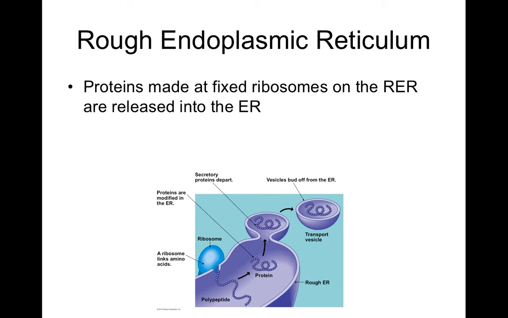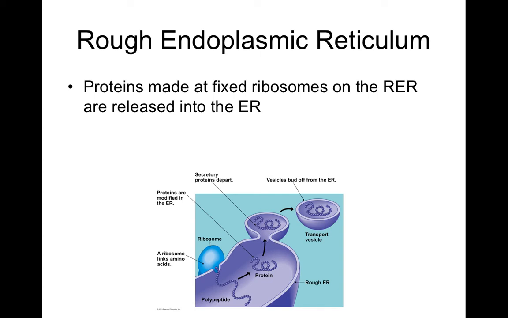We call this the rough endoplasmic reticulum because, as you can see down here, the endoplasmic reticulum is part of the endomembrane system. The endomembrane system consists of the nuclear envelope, the rough endoplasmic reticulum, the smooth endoplasmic reticulum, the Golgi, and any associated transport vesicles. We'll talk about those in a moment.